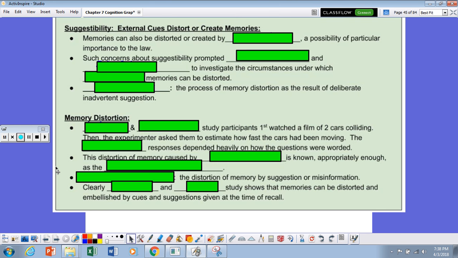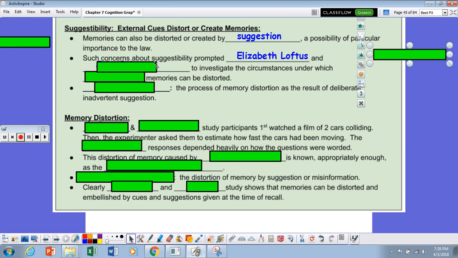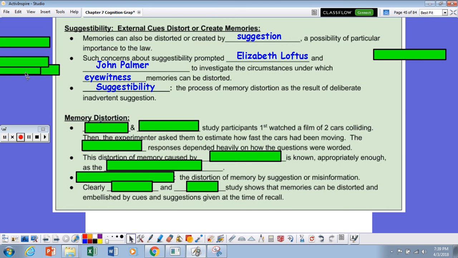Suggestibility. These are the external cues that distort or create memories. Memories can also be distorted or created by suggestion, a possibility of particular importance to the law. Such concerns about suggestibility prompted Elizabeth Loftus and her colleague John Palmer to investigate the circumstances under which eyewitness memories can be distorted. Suggestibility is the process of memory distortion as a result of deliberate and inadvertent suggestion.